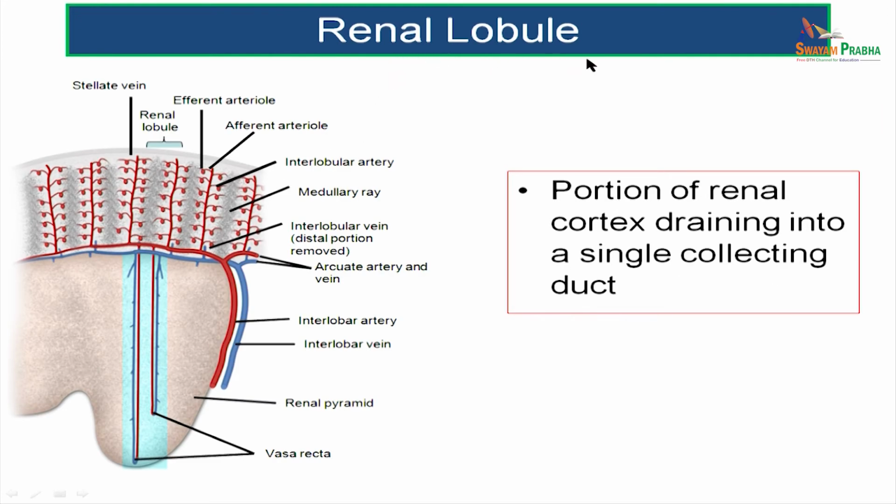Next is the renal lobule. You can see from this picture that a renal lobule is a portion of the renal cortex. This is cortex, this is medulla. So, a renal lobule is a portion of renal cortex draining into a single collecting duct. That is the renal lobule.